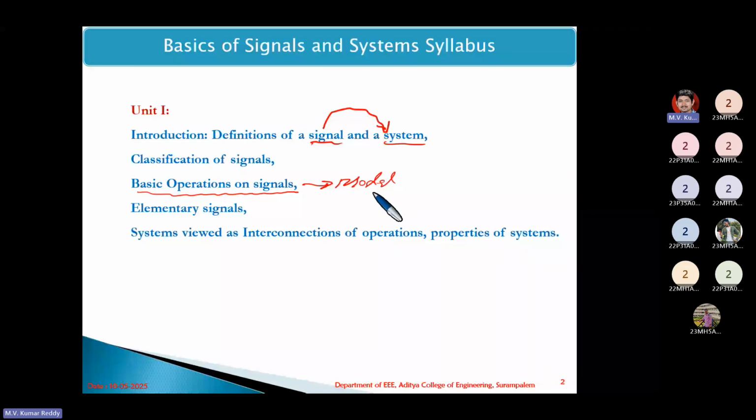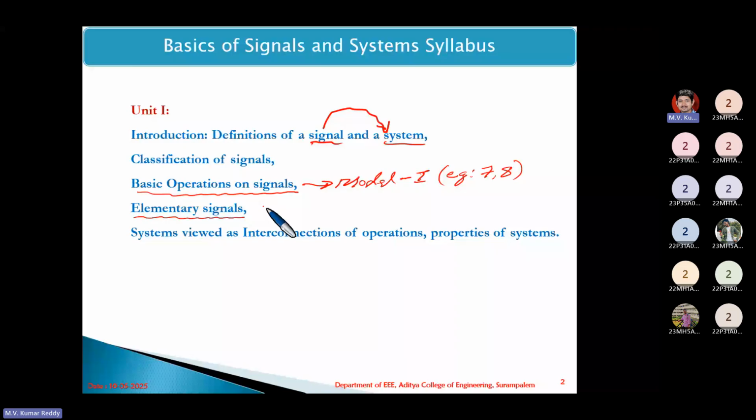We have model 1. Now we are going to discuss example 7 and 8 in the material. Next, model 2. Model 2 is from elementary signals. Already we know what the elementary signals are.